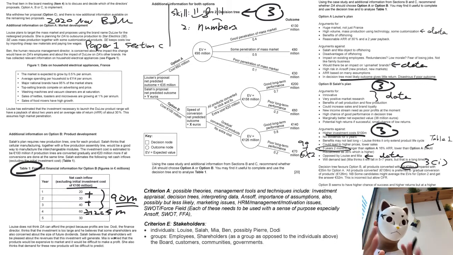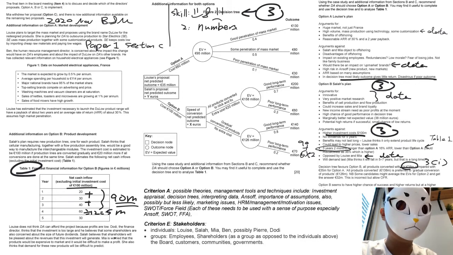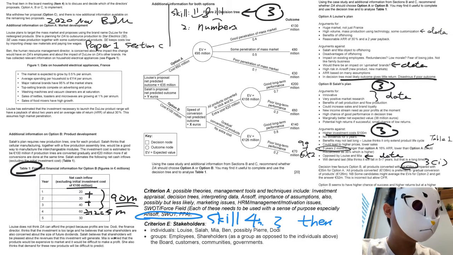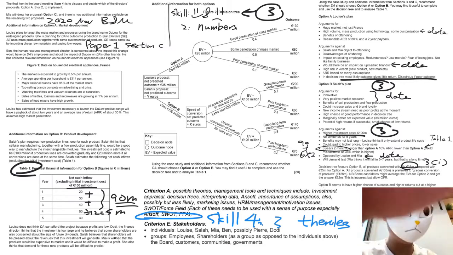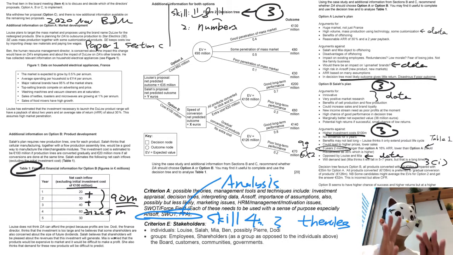So right now we are going to move on to the 4th skill set, that is the theories. In criterion A, there are a lot of theories, but there are three common theories that must be applied to the case. These theories are SWOT, ENSOF, and FFA. FFA means force field analysis. After this question, I'm going to talk about all these theories.